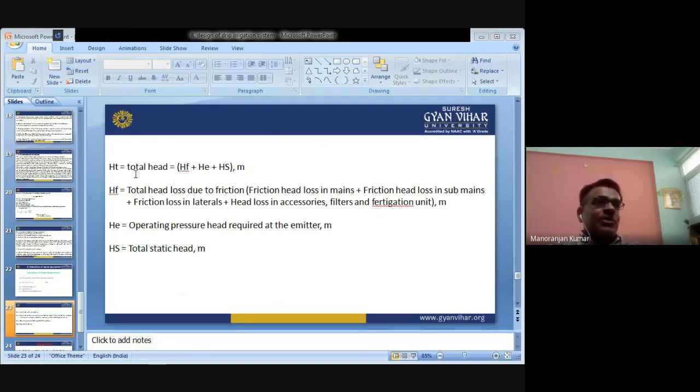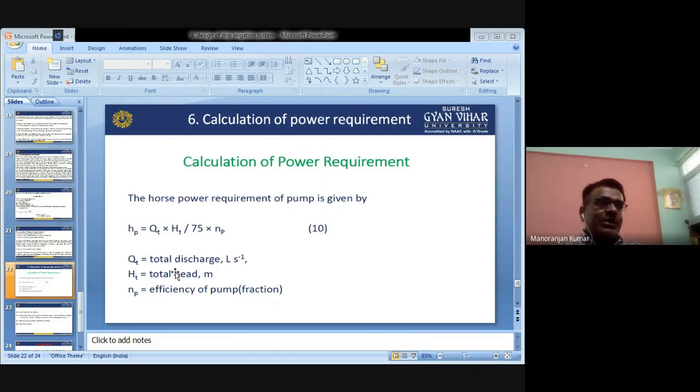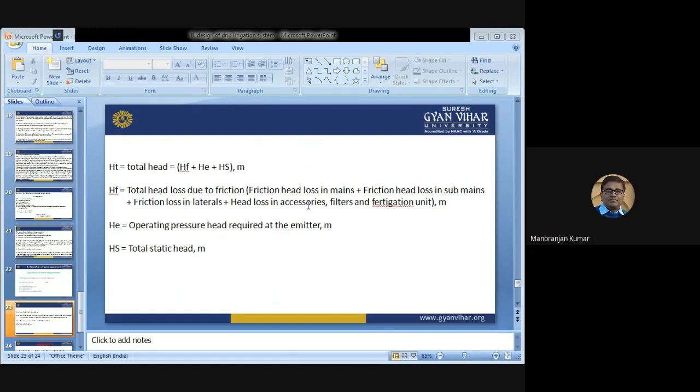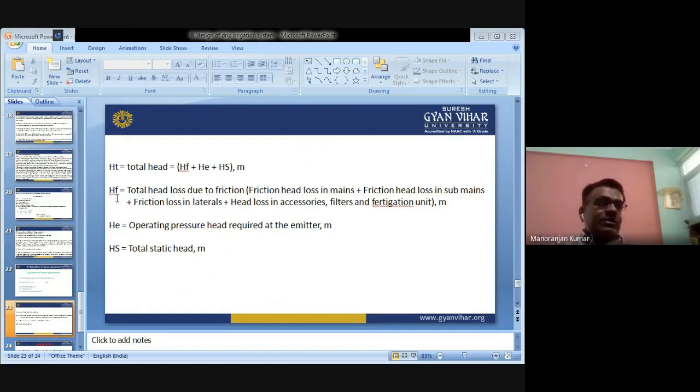How you can calculate this total head? Total head, here it is given in this slide. Total head you can calculate by HF plus HE plus HS, where HF is the total head loss. Head loss or friction loss. Total head loss due to friction. So friction head loss where will it occur? So friction head loss in main line, friction head loss in submain line, plus friction loss in the lateral, friction head loss in the accessories, means a valve, filter, fertigation unit. Okay, so we have to add all of them. After adding, whatever comes, that will be the HF.